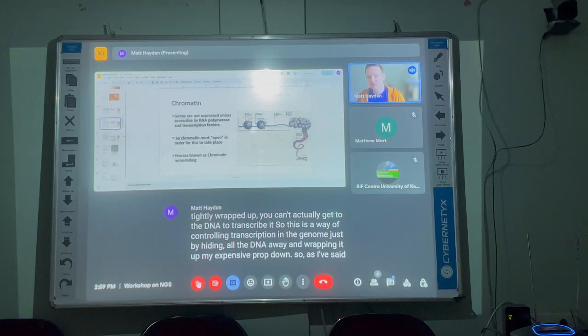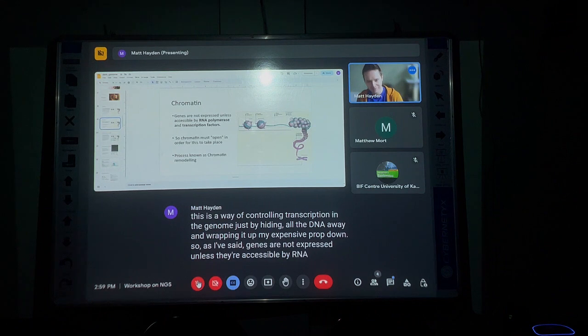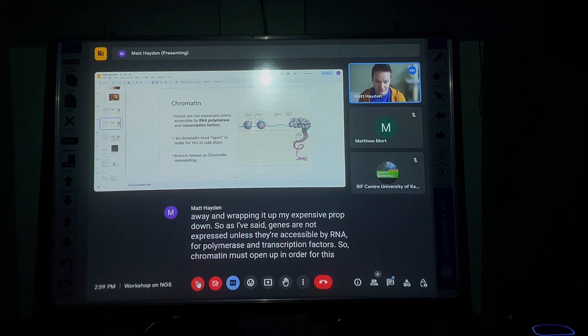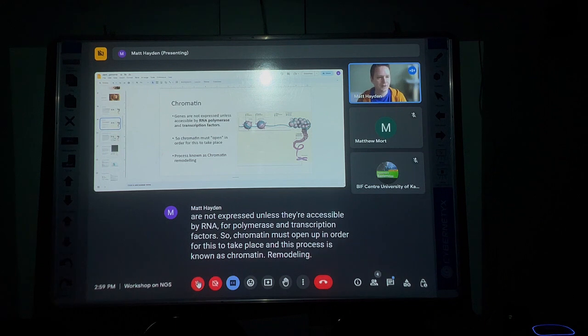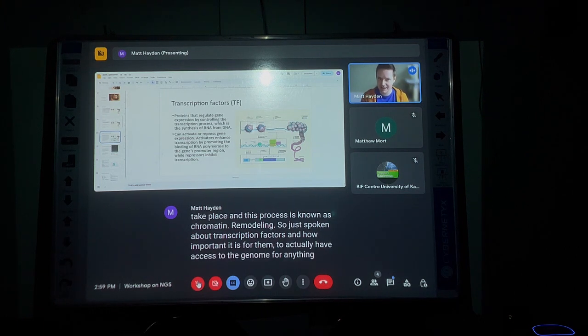So genes are not expressed unless they're accessible by RNA polymerase and transcription factors. So chromatin must open up in order for this to take place. And this process is known as chromatin remodeling. So I've just spoken about transcription factors and how important it is for them to actually have access to the genome for anything to happen.